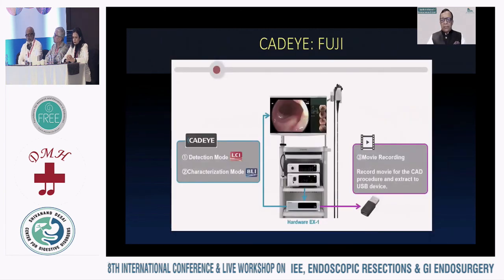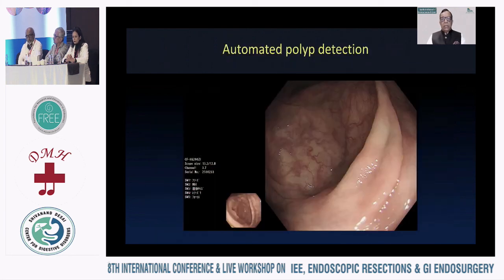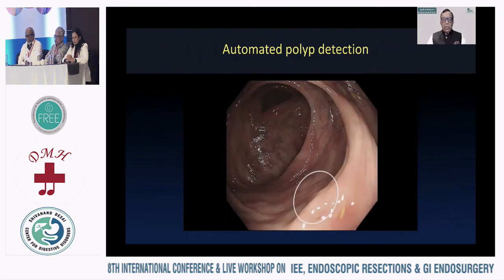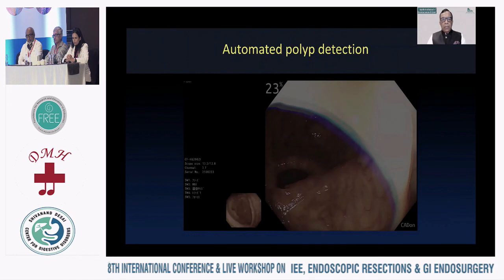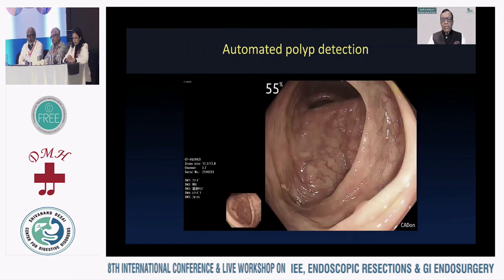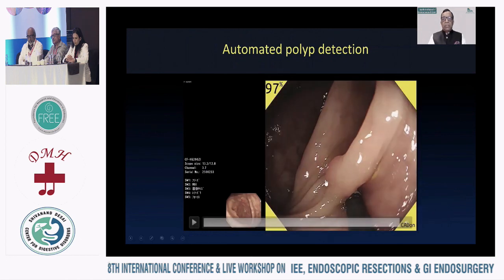This is the CAD-eye system from Fuji. We have had the experience of using Olympus EndoBrain artificial intelligence, which is again very simple, just push of a button. So it has two components. What is automated polyp detection? So this is a colonoscopy, and there's a small polyp behind a fold, which can be easily missed on normal colonoscopy. But when you use AI and you reach that area, the AI will give you a sound and will tell you that with a probability of 90%, there's something there, and so you can spend some time looking at that area.